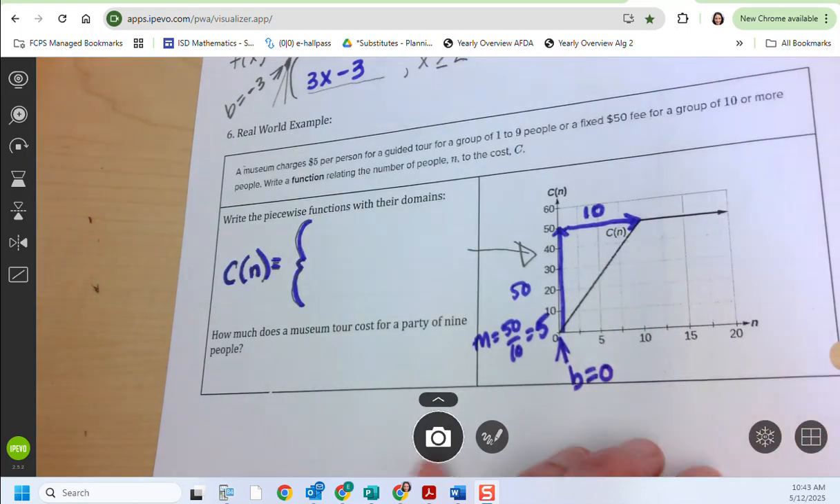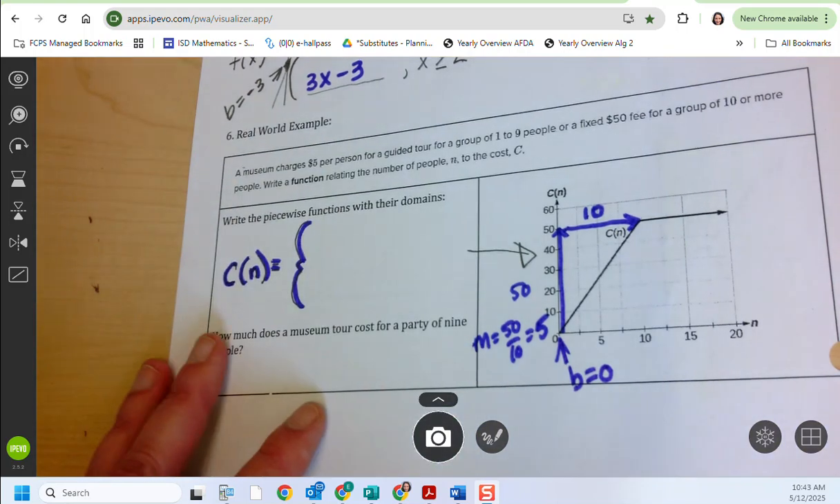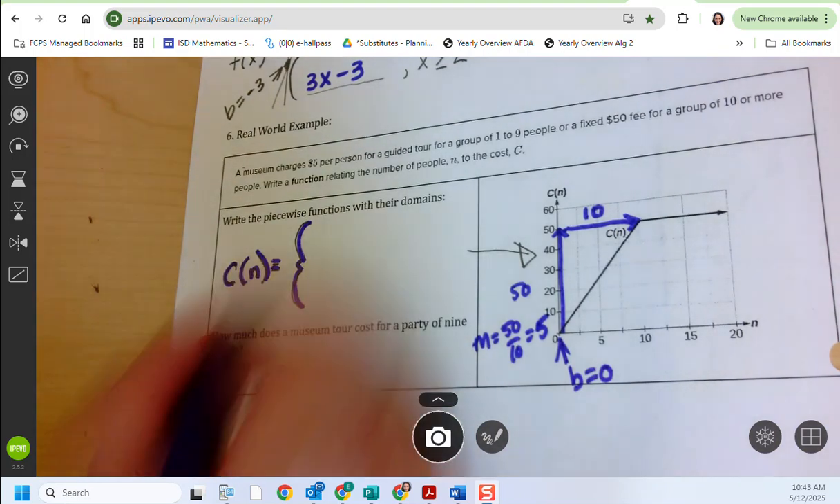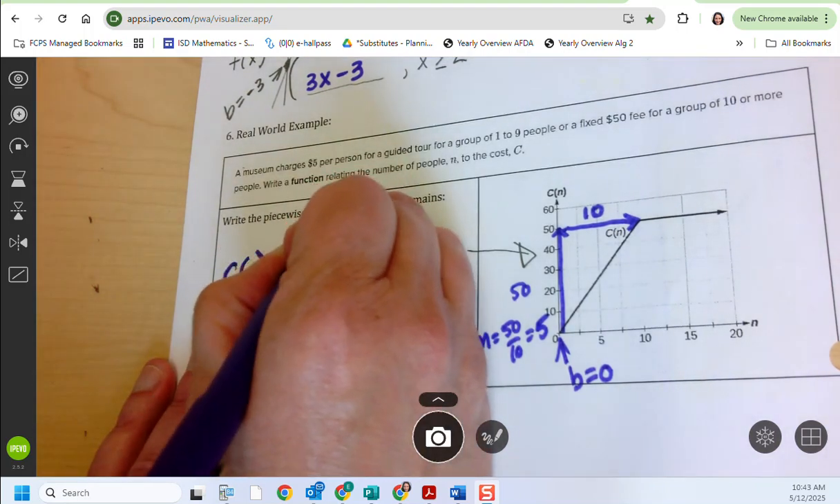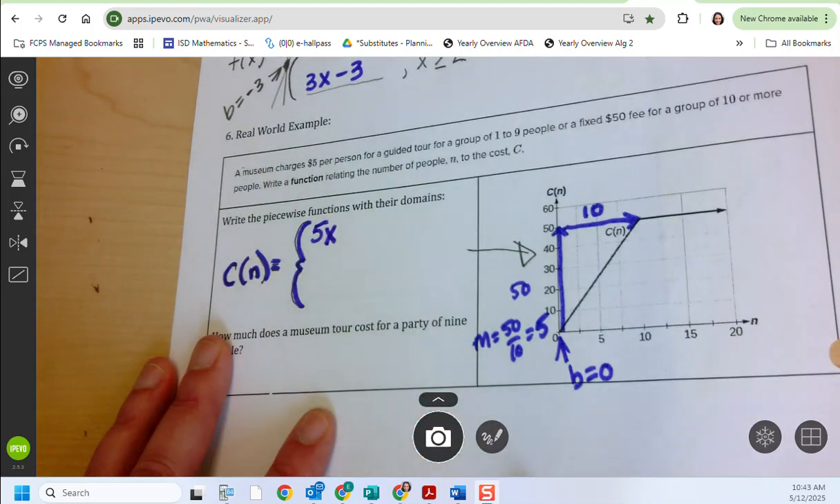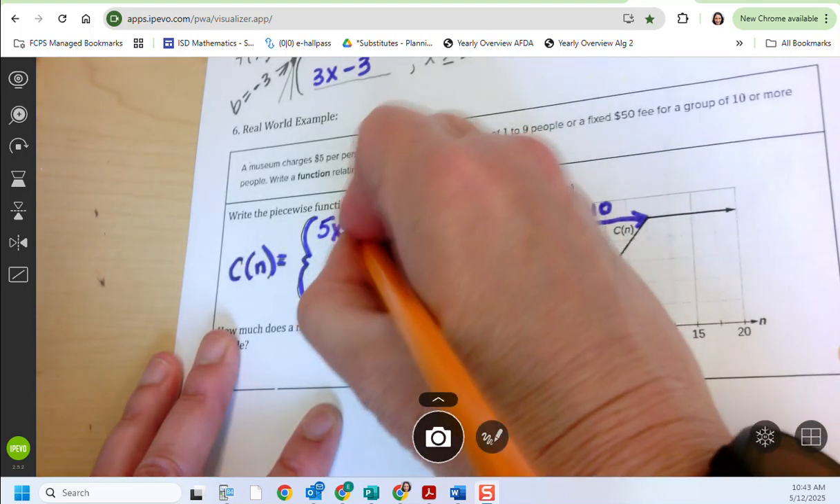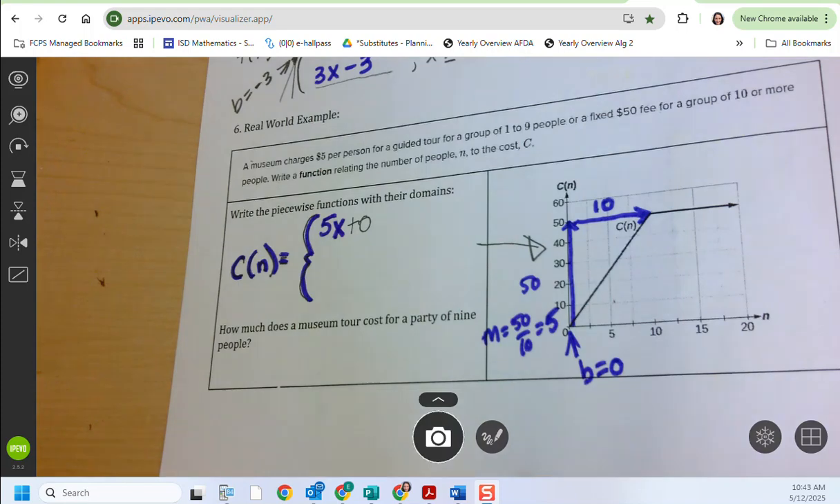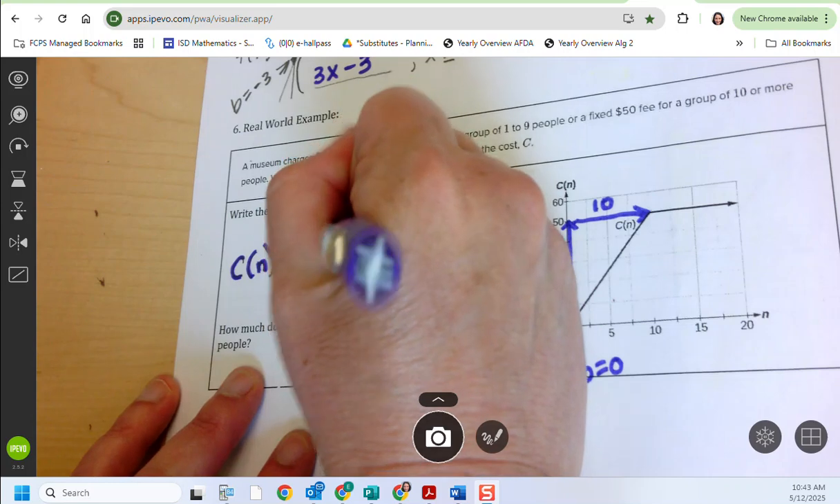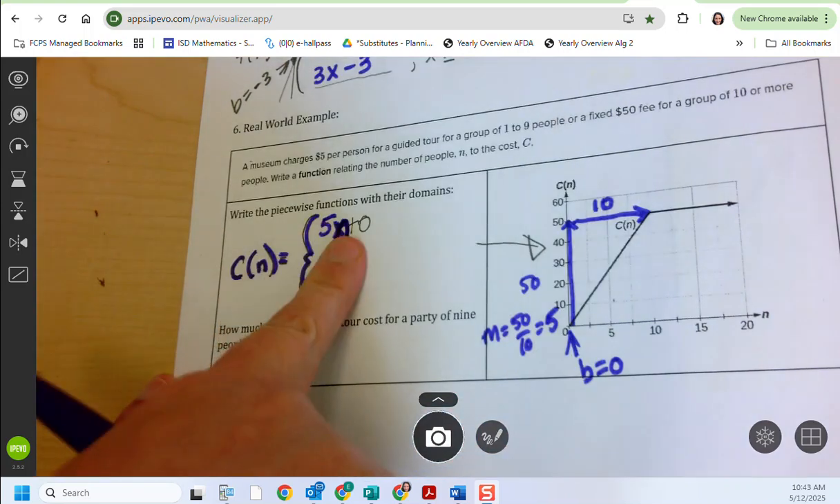0. So you could write 5x plus 0. But I'm putting the plus 0 in pencil because you don't need the plus 0. Right? Plus 0 doesn't change anything. So it could just be c of n. Oh, not x though, right? I need n. You got to stick with your same variable.